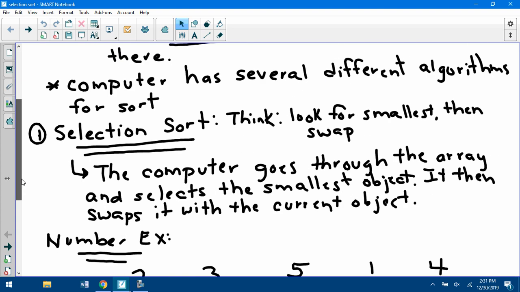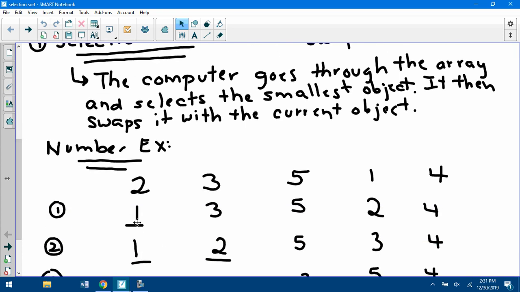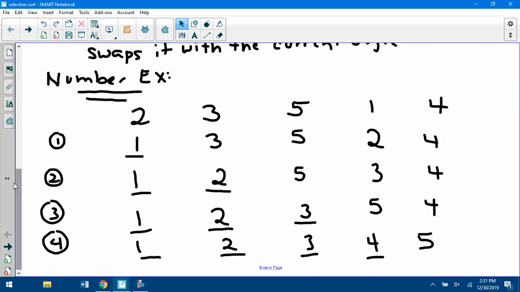In selection sort, the algorithm or the steps we came up with, the computer goes through the array and selects the smallest object and swaps it with the current one. So at every spot, it had to look through every element in the array to find the smallest one. Once it figured out who the smallest was, it switched it with the current spot. And once we got all the way through the array, we ended up with a sorted list.